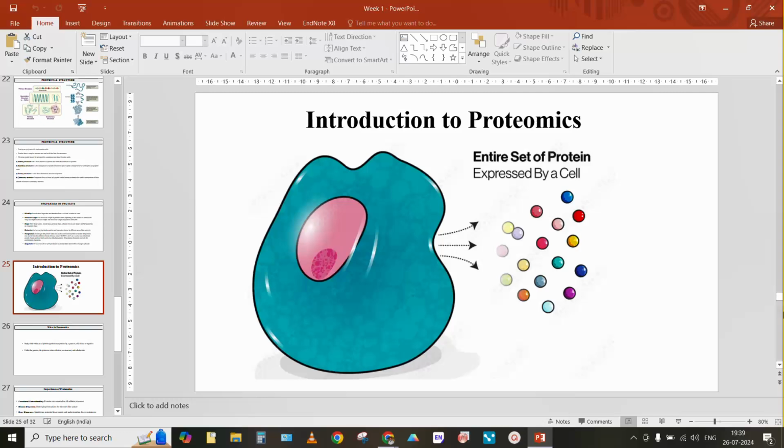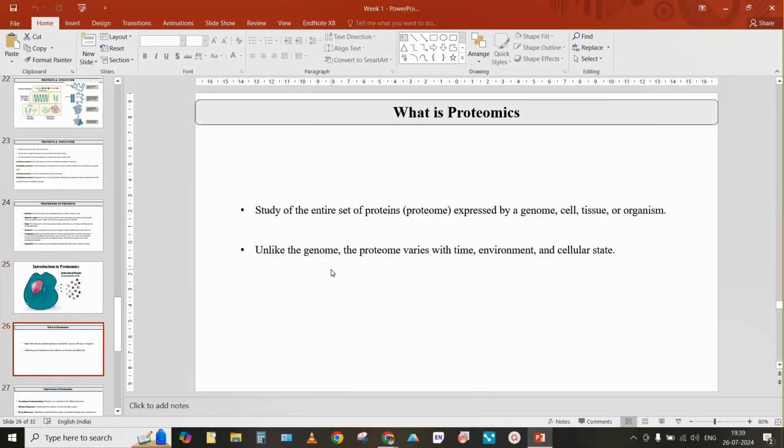So the introduction to proteomics. What is proteomics? Basically, it is the study of the entire set of proteins, the proteome, expressed by a genome, cell, tissue or any organism. Unlike the genome, the proteome varies with time, environment and cellular state. It's a large-scale study of proteins, particularly their structures and functions, explored one by one. It's a branch of molecular biology concerned with the comprehensive analysis of proteins in a particular organism or tissue.